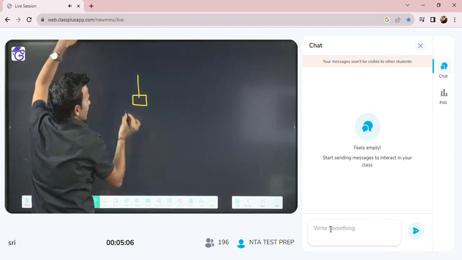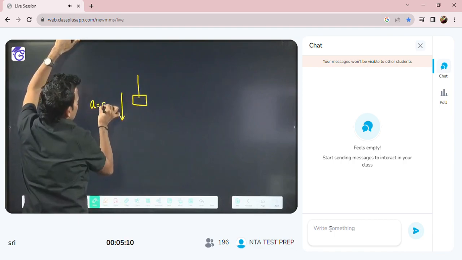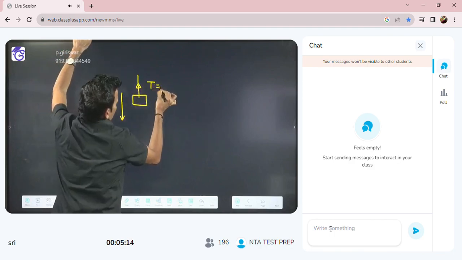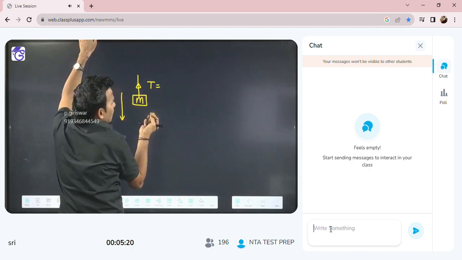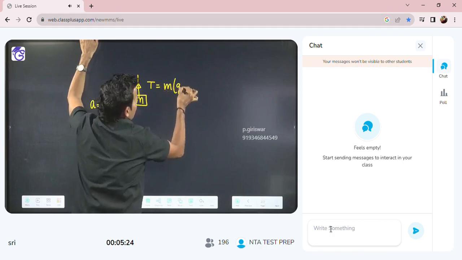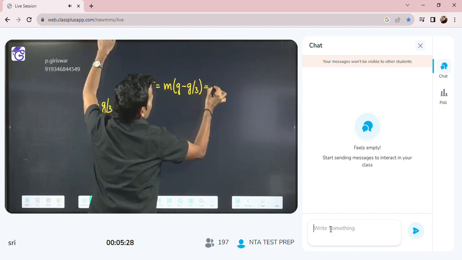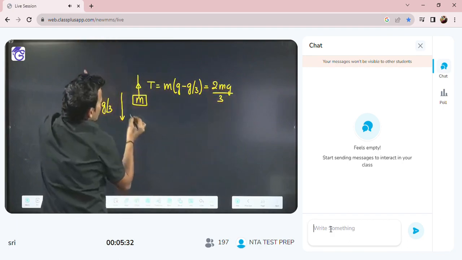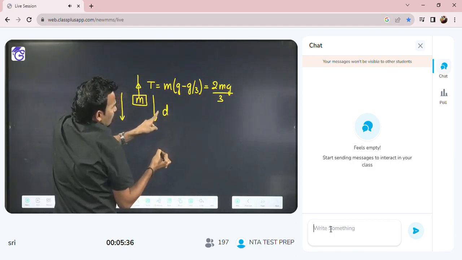The block is going down with A equal to G by 3. First I will calculate the tension in the string. We have already studied G effective: when the system goes down, G effective becomes G minus A. So tension in the string will become M into G minus A. A is G by 3, so tension in the string will become 2 mg by 3. Now tension is upward and the block is going down. The block went down by distance D.